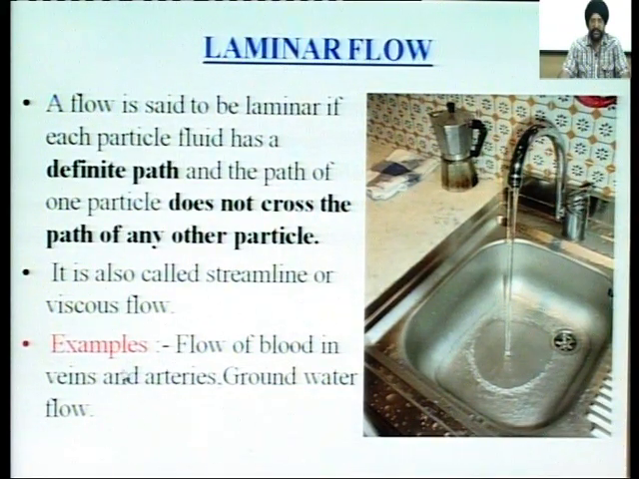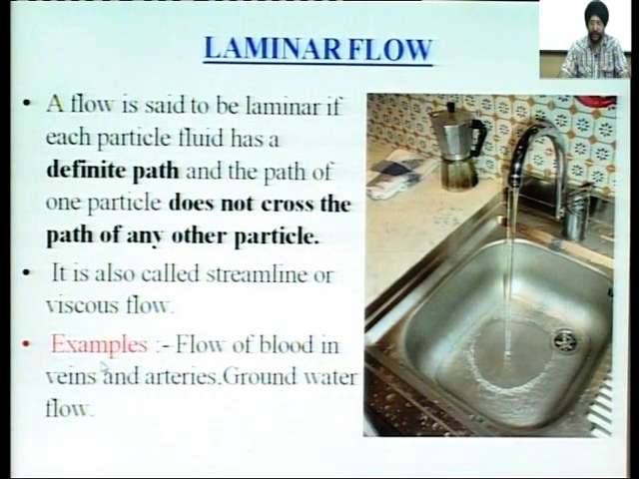Before moving to these examples, I would like to discuss this example of a kitchen sink. In this kitchen sink, this is a swan type of tap, and as you can see, the water is coming out of it. If you look, this flow is laminar flow. Why? Because this flow has a definite path. Secondly, if you observe it closely, the particles are not crossing each other in this flow. So it's a very good example of laminar flow which you observe daily in your kitchen.